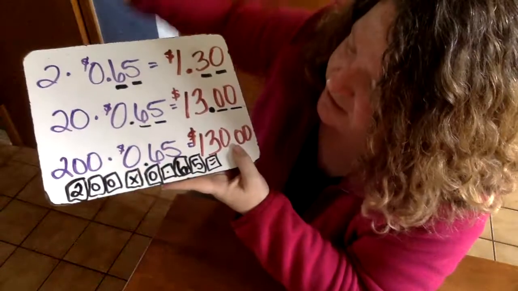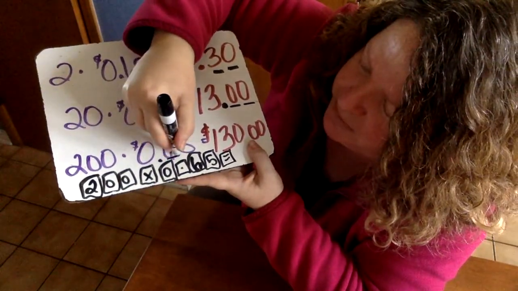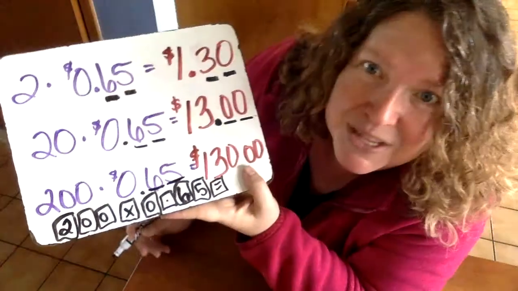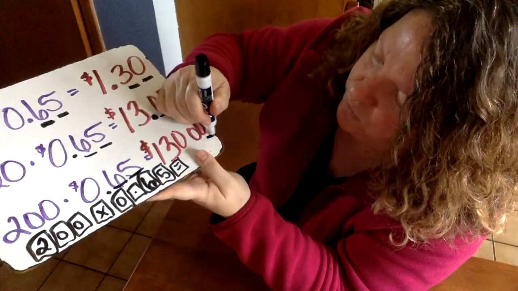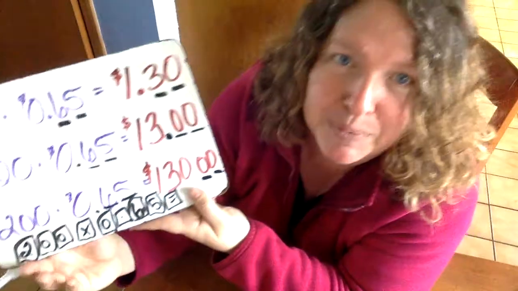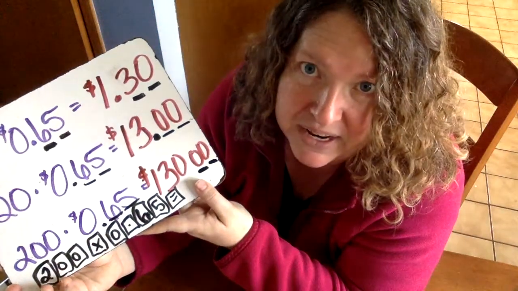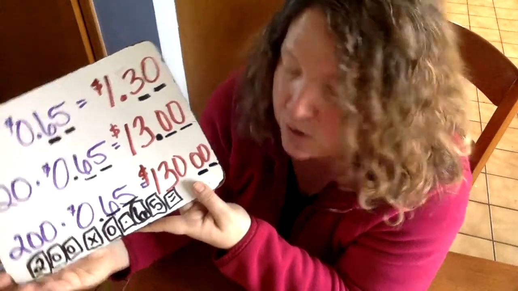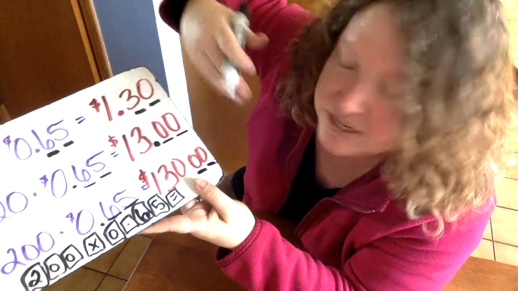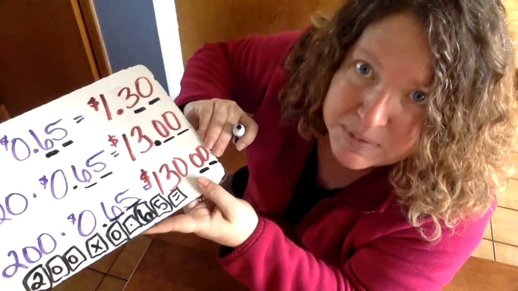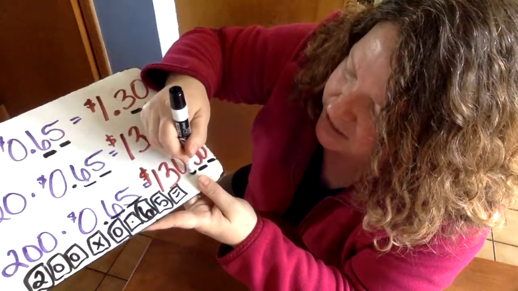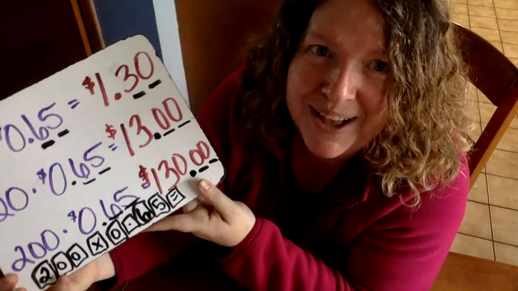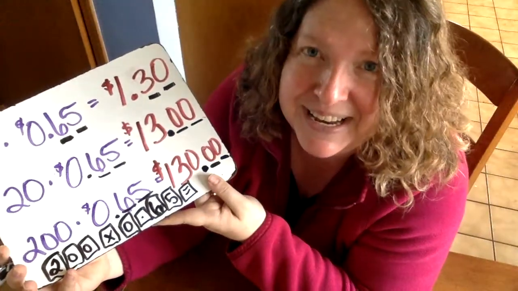Well, now let's take a look. In this whole problem, there are 2 decimal places in the problem, so we need 2 decimal places in the answer. It always starts at the right-hand side because that's where the cents go. We read numbers left to right, so when we get to the very end, it has to be the decimals. We put in the decimal point and we find out it was $130.00.